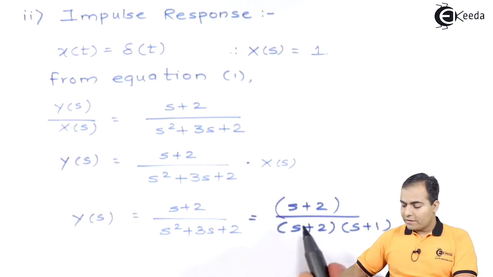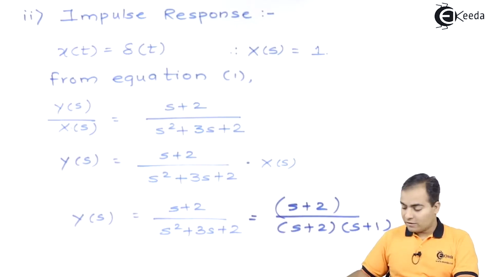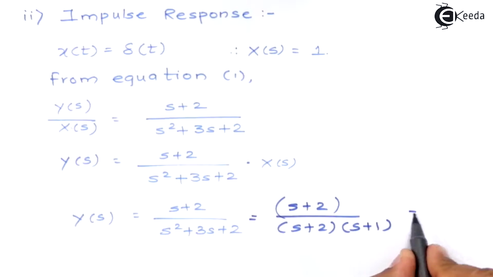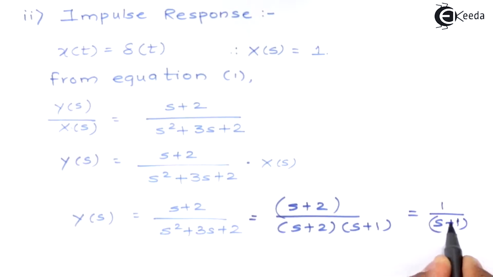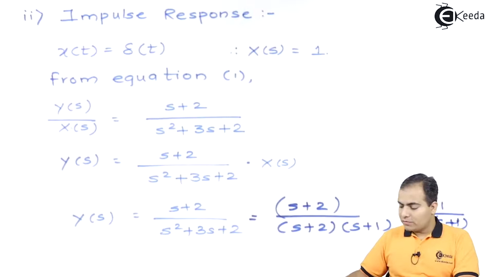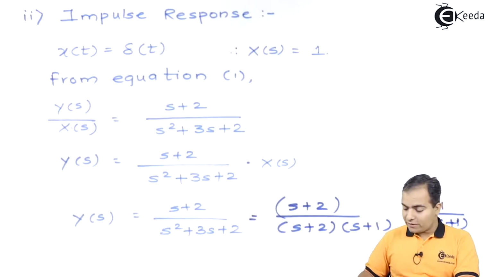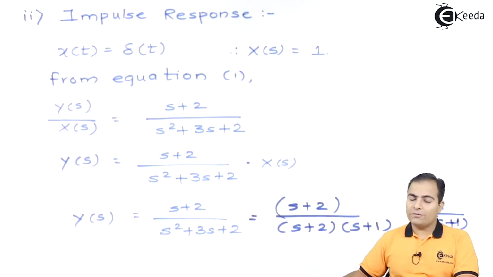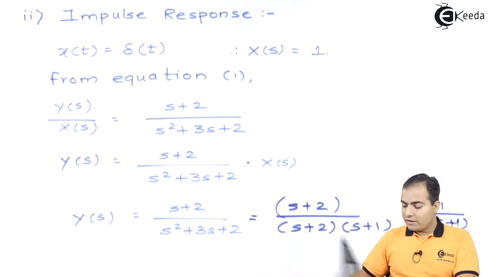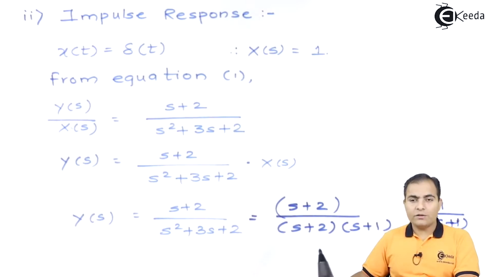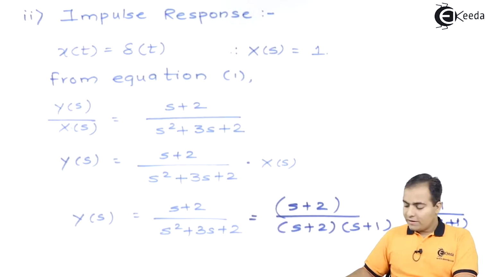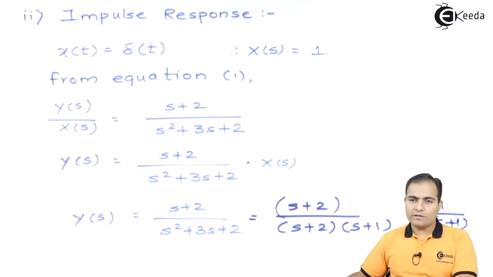Now look here. This (s plus 2) and (s plus 2) will get cancelled. So what will be there? Only s plus 1. So if you apply the inverse Laplace transform on this Y(s), then of course you can directly get the answer. Here it is not necessary to use a partial fraction, because directly (s plus 2) will get cancelled. So the answer is now 1 upon s plus 1. Now we will directly apply the inverse Laplace transform on this.